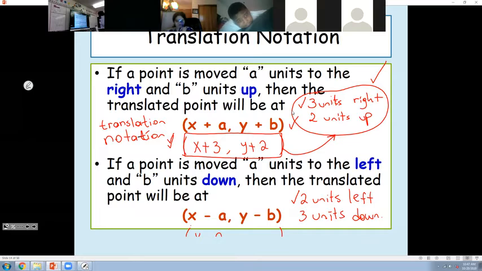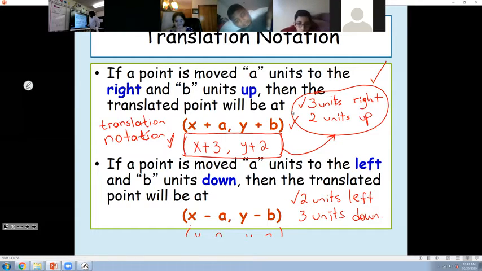And how about 3 units down? 3 units down. Which axis am I supposed to use? Y. And when you go down, is it good or bad? Bad, right? So it is negative. Y minus 3. All right?